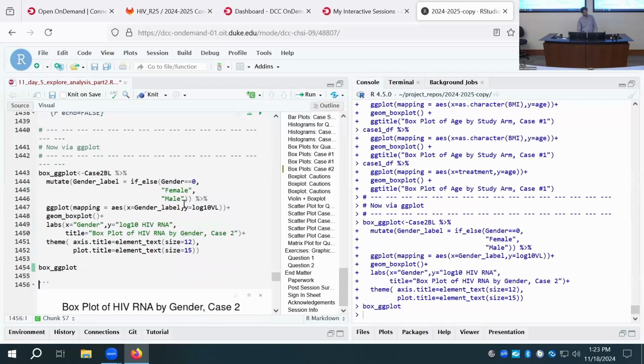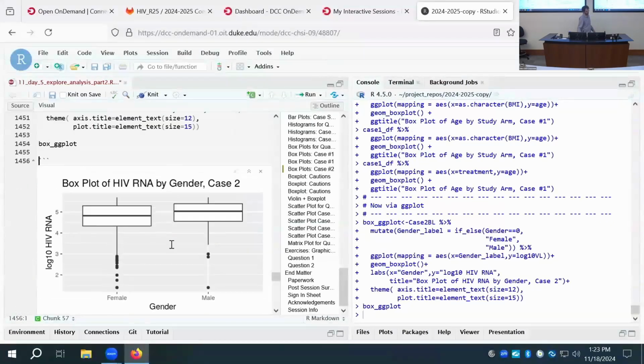Right, so the X is equal to gender label, and it will give us the breakdown of the log 10 viral load by gender. So we have the females and the males.